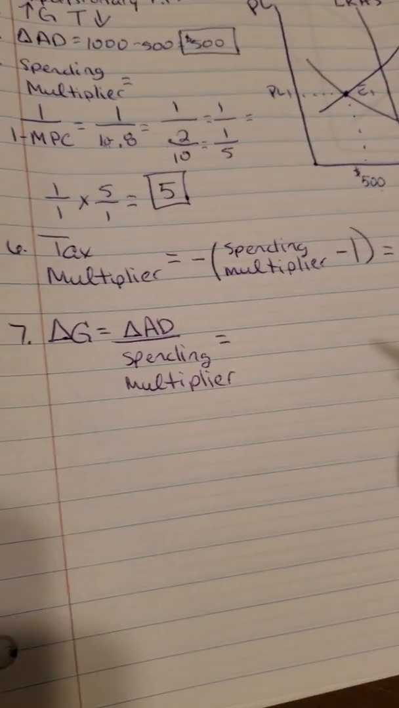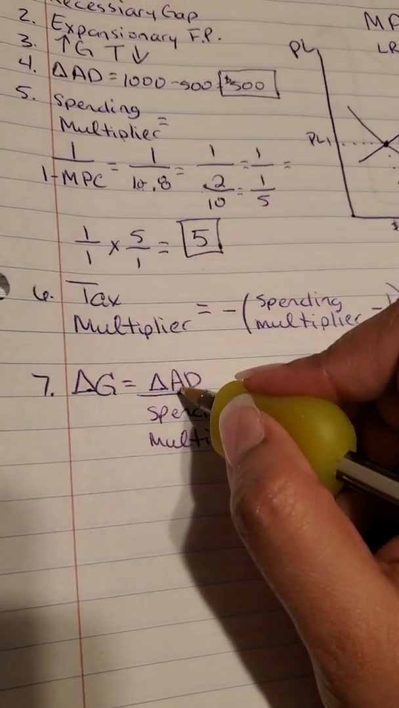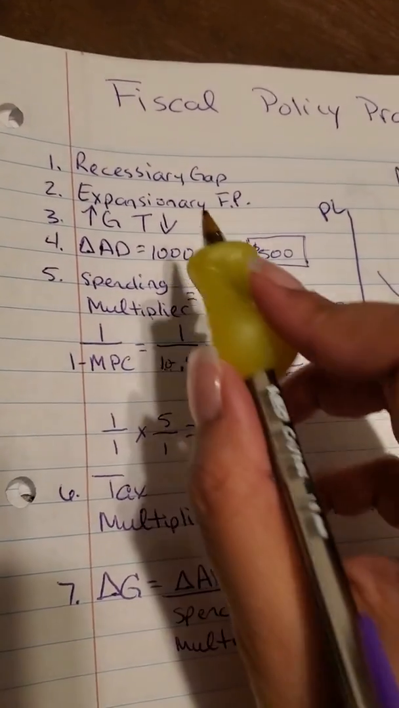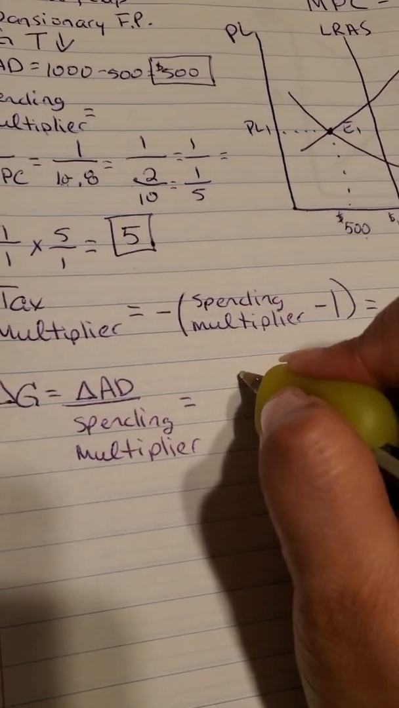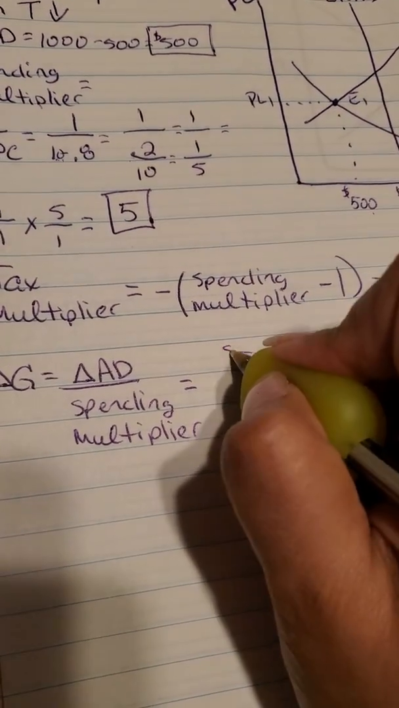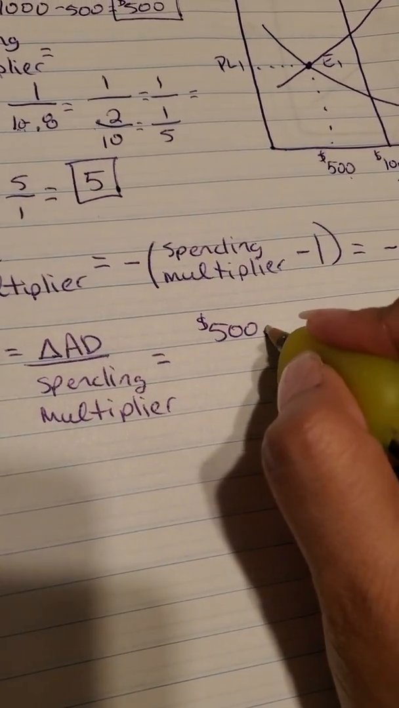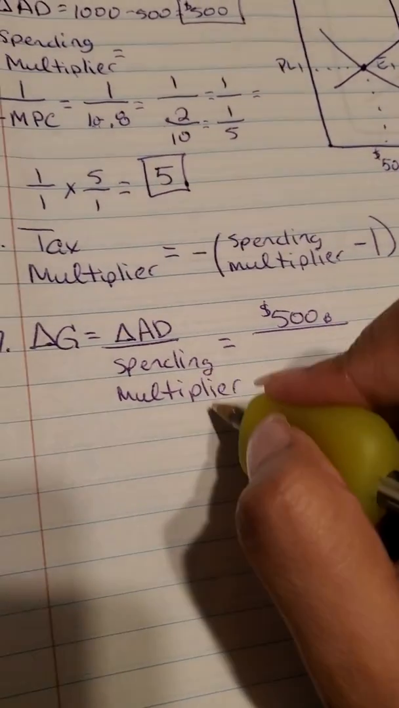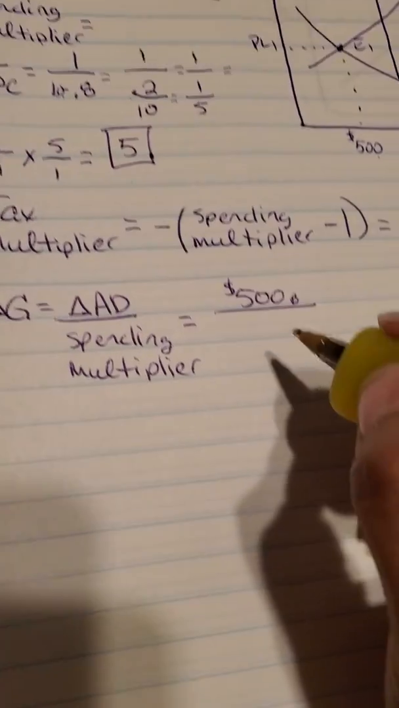Sorry for my penmanship, I'm trying to rush through this. Alright, so change in aggregate demand, we already calculated it up here. We said it was going to be $500. So we just plug that in. $500. And I'm just making all of these in billions, so you can put a little b there if you want. Spending multiplier, which we said was 5.